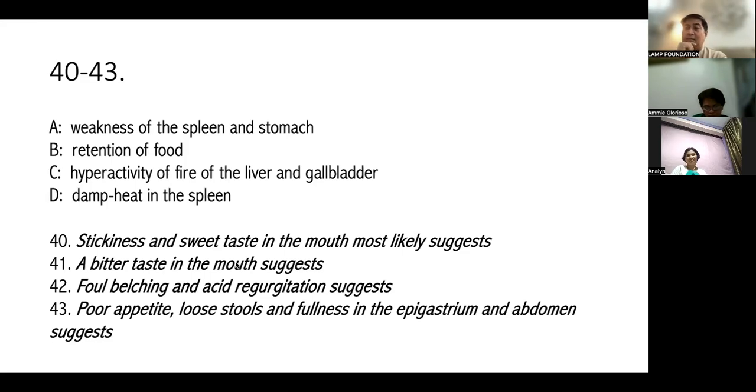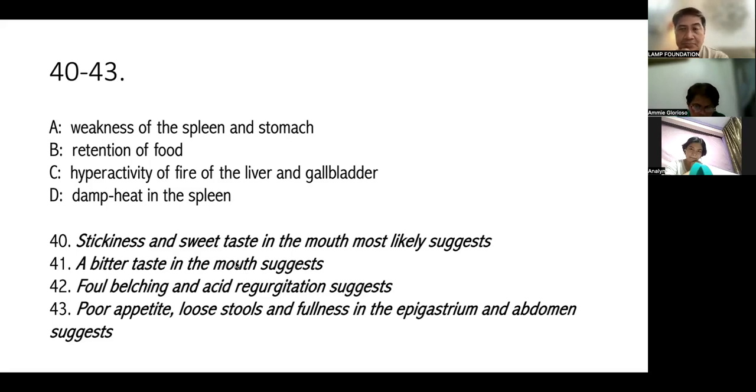Okay, let's call on Ma'am Lane Arandia. Good evening. Hanggang 50 na po, 40 to 50. Okay, can we start with number 40? Number 40, stickiness and sweet taste in the mouth most likely suggest letter D, dahil yung damp heat may stickiness, tapos yung spleen is indicated siya na sweet taste in the mouth. So letter D, damp heat in the spleen.